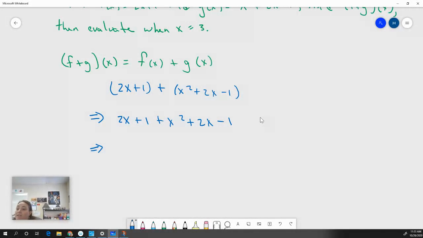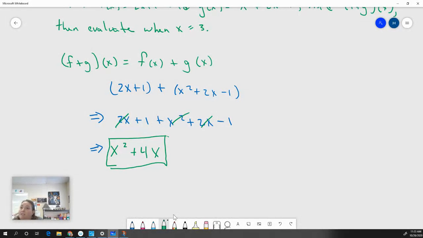And we're going to start with our like terms. Let's go back to green. So we only have one squared term, and that is x squared. So it's just going to stay the same. It's not going to add or subtract to anything. Then we have 2x plus 2x. Those are our only two x terms. So I can just add those together and get 4x. Bam, bam, cross them out. Then I have 1 minus 1. And so those just zero out. So this would be our solution to f plus g of x, x squared plus 4x.